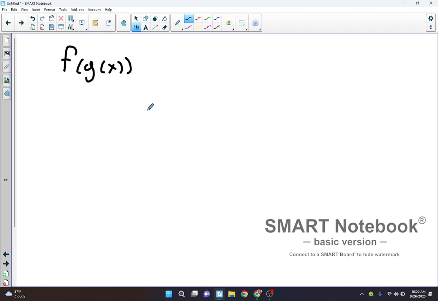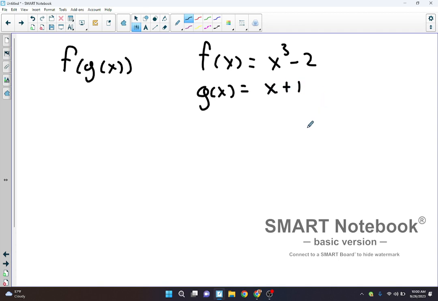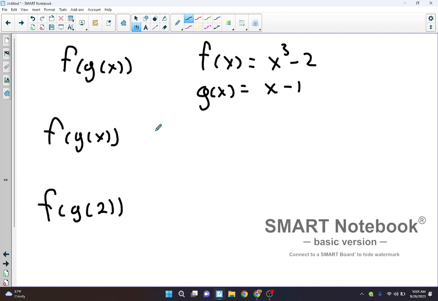All right. So let's say if I gave you f of x equals x cubed minus 2, and I gave you g of x equals x plus 1. Or let's do x minus 1. Okay. So I'll ask you either find f of g of x. I could ask you to reverse g of f of x. Or I might ask you for a specific number, which is f, let's say, of g of 2. Okay? So let me tell you both.